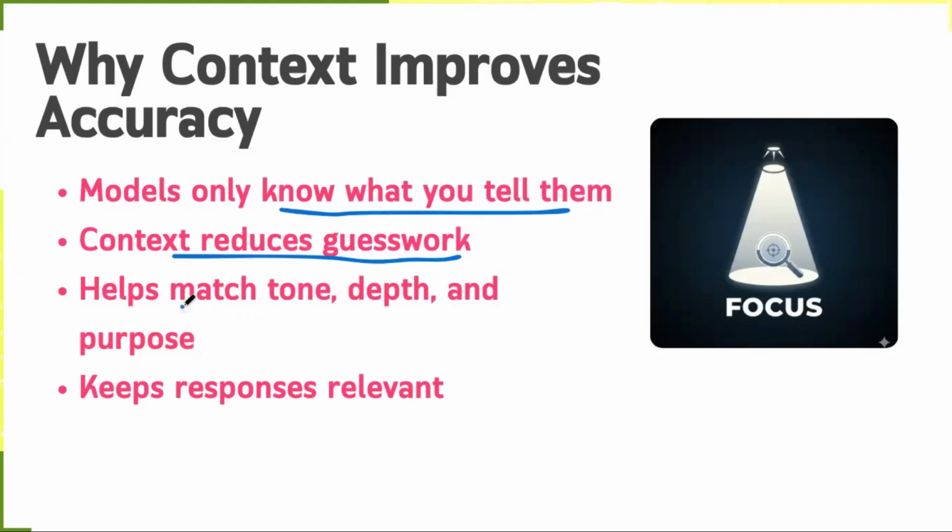Context also helps the model match the tone, the depth, and the purpose you have in mind. If you want a friendly explanation, a technical breakdown, or a concise summary, the context signals which way to go. It shapes how the answer feels and how detailed it becomes. And context keeps responses relevant. It acts like a boundary that prevents the model from wandering into ideas you don't need. When the prompt stays anchored, the output stays focused.